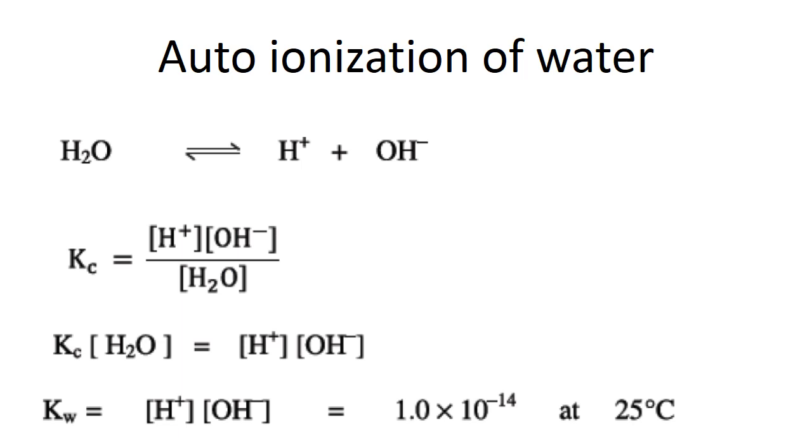Here we have to go with autoionization of water. Now basically water is a weak electrolyte and it dissociates into H positive and OH negative. Here for our convenience we have taken only one water molecule, but in actual two water molecules are reacting together or dissociating to give positive and negative ions.